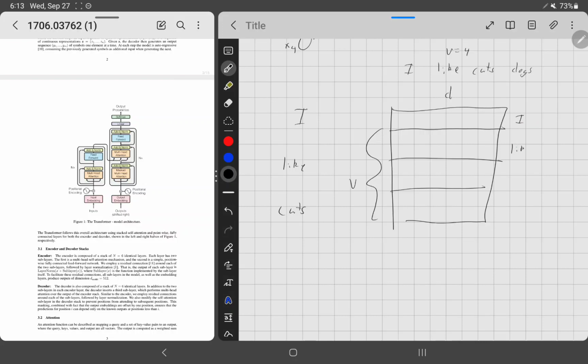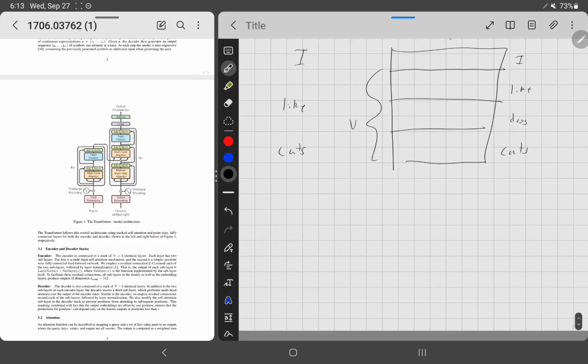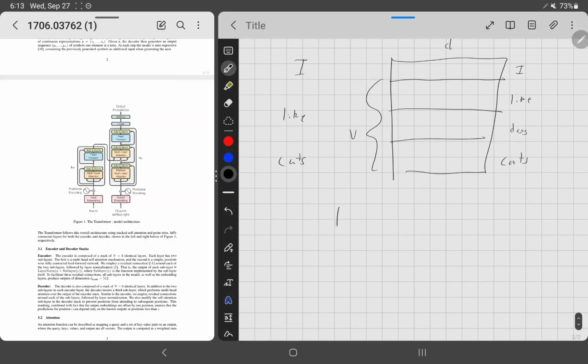This would represent the word like. This would be cats. We'll make this dogs. And this is cats. So you have a vector representing each word in your vocabulary. Our sequence I like cats can be represented as 3 vectors, so this would be 3 by D. You just stack these together: this would be I, this would be like, this would be cats.